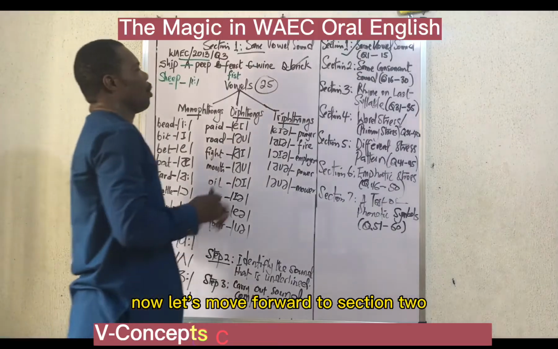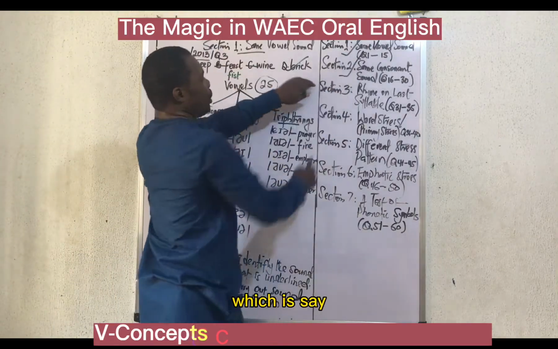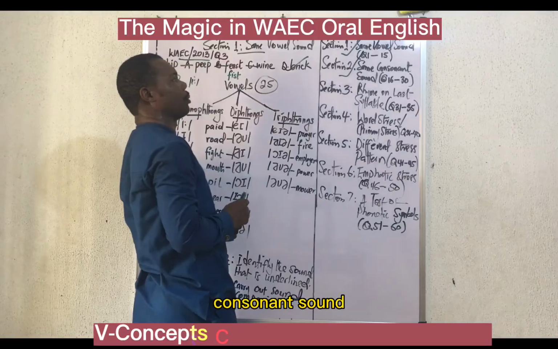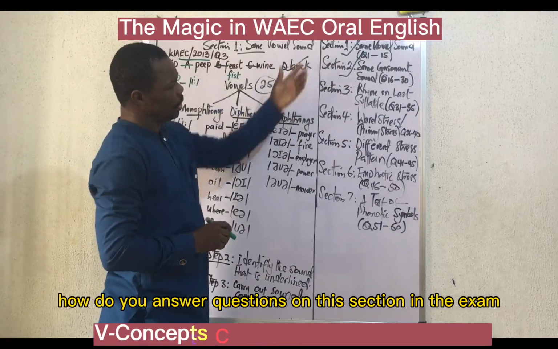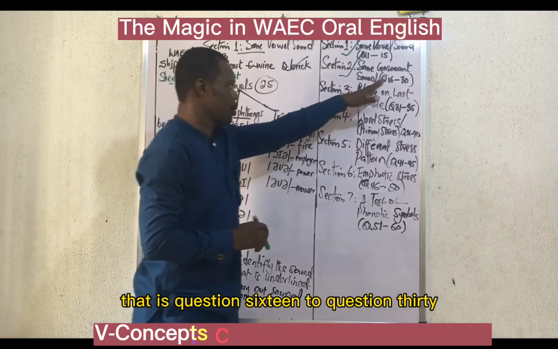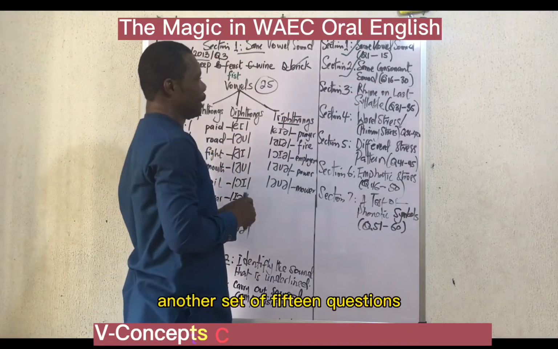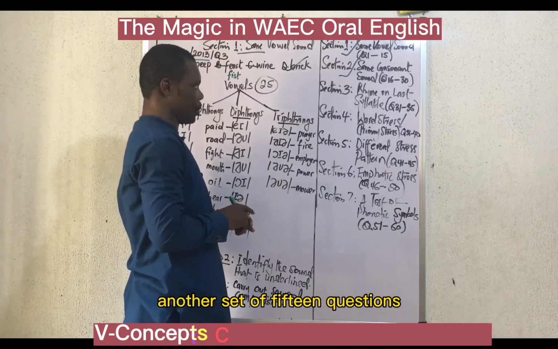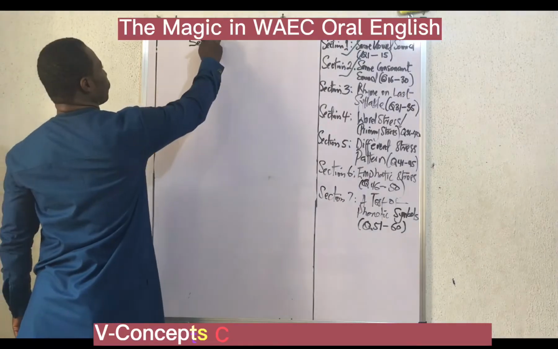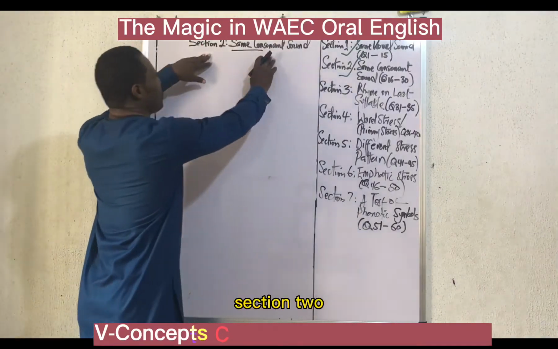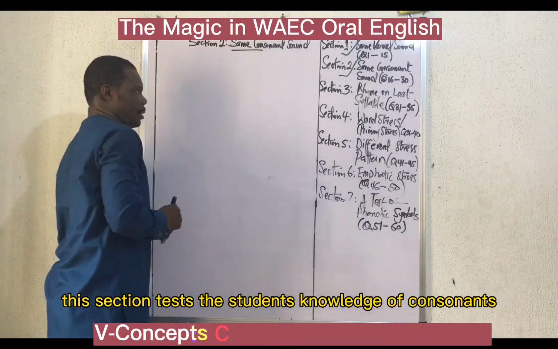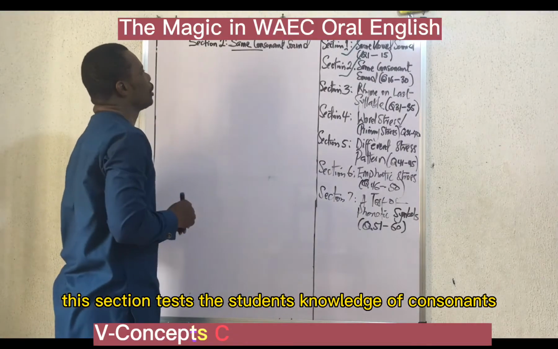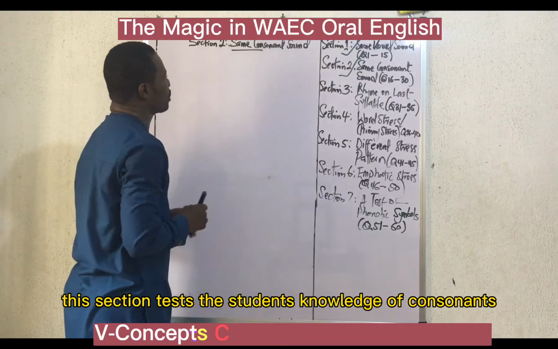Now let's move forward to section 2, which is same consonant sound. How do you answer questions on this section in the exam? That is question 16 to question 30. Another set of 15 questions. Now let's see. Section 2, same consonant sound. This section tests the student's knowledge of consonants.